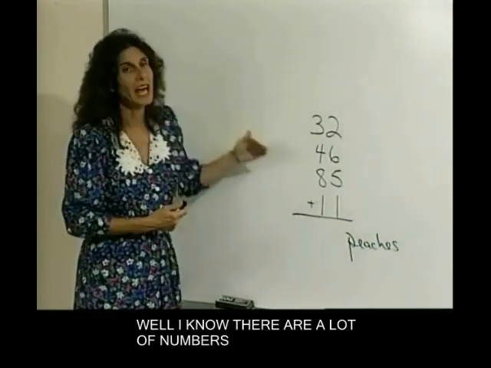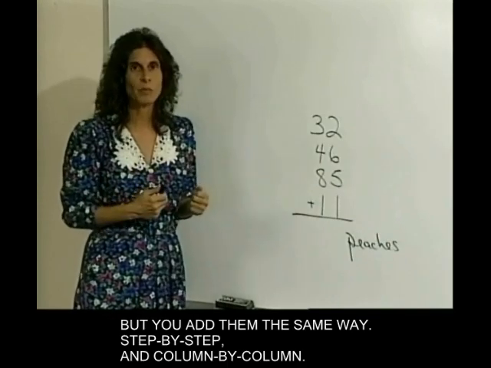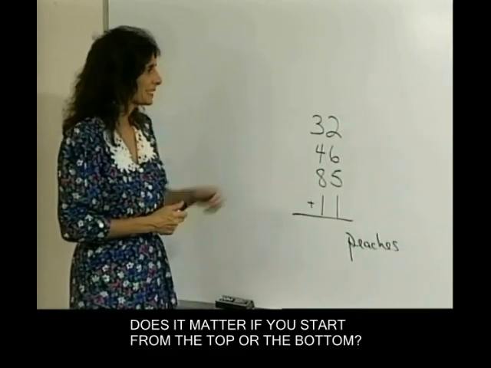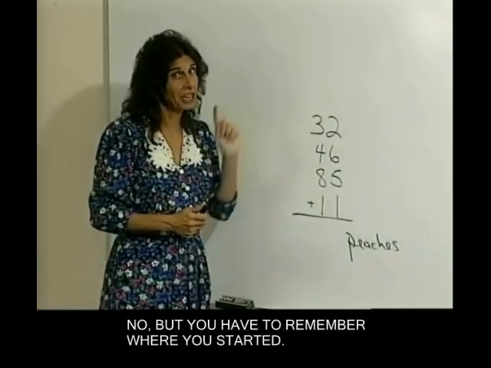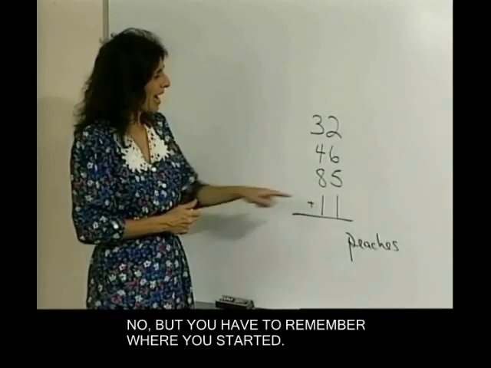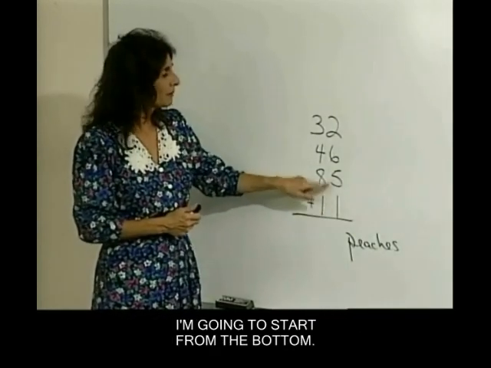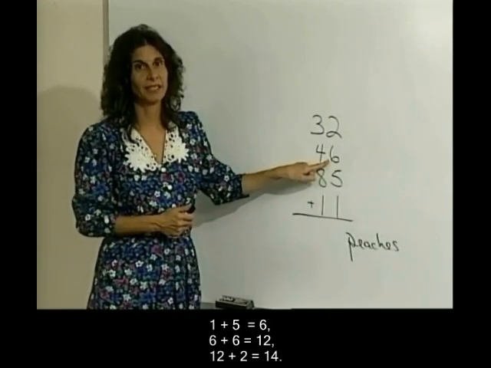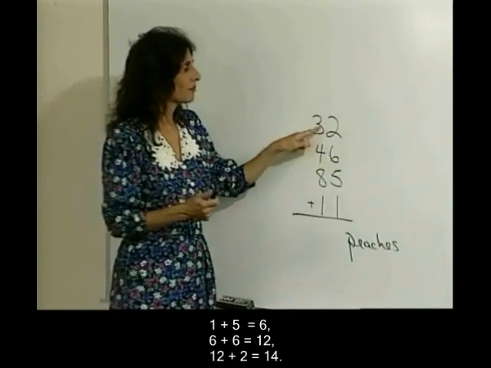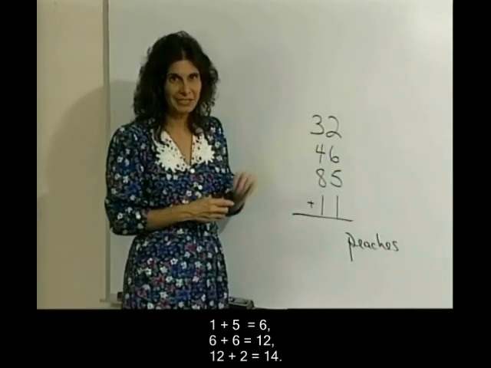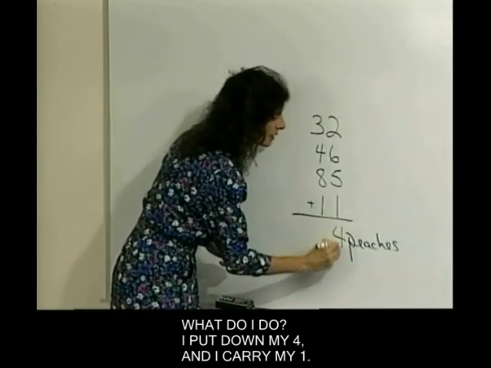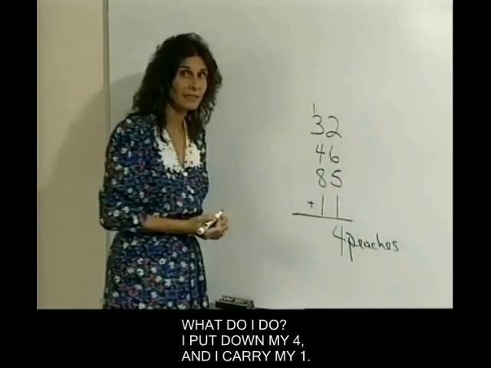Well, I know there are a lot of numbers, but you add them the same way, step by step and column by column. Does it matter if you start from the top or the bottom? No, but you have to remember where you started. I'm going to start from the bottom. 1 plus 5 is 6. 6 plus 6 is 12. 12 plus 2 is 14. I put down my 4, and I carry my 1.